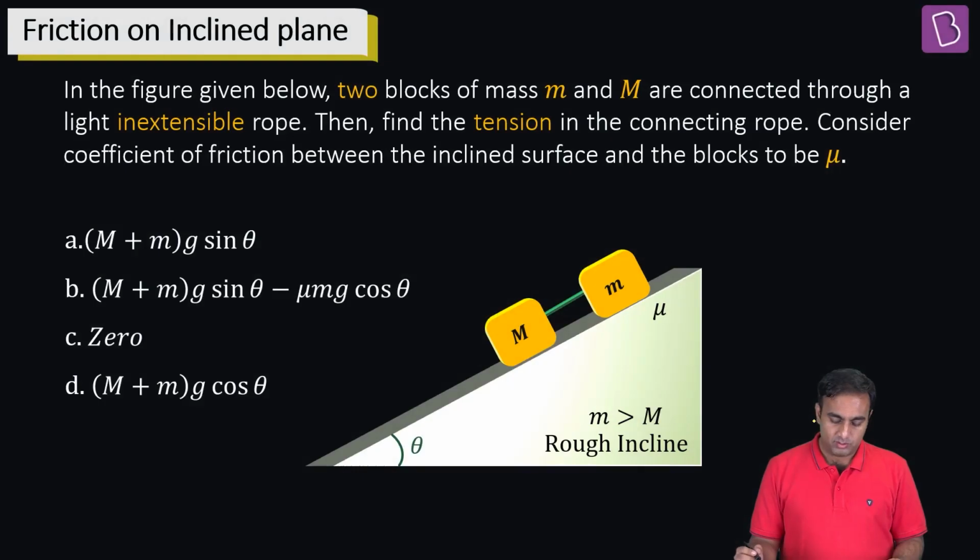In the figure given below, two blocks of mass small m and capital M are connected through a light inextensible rope. Then find the tension in the connecting rope. Consider the coefficient of friction between the inclined surface and the blocks to be mu. Alright. In order to do this, let us first find the acceleration of block of mass capital M and the acceleration of block of mass small m.